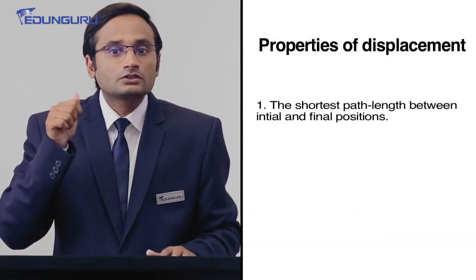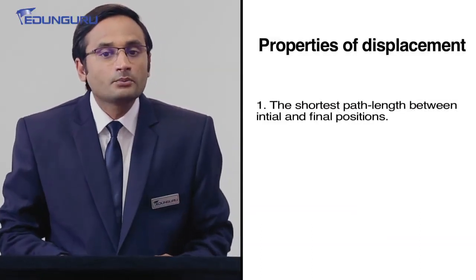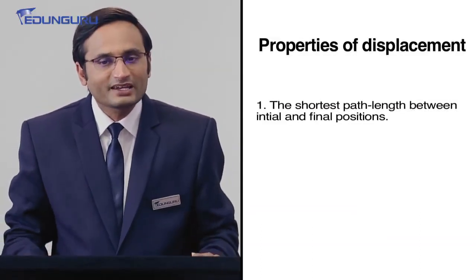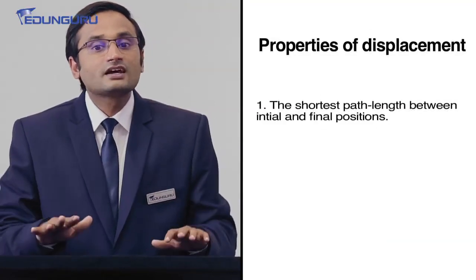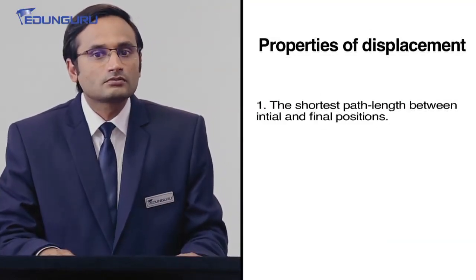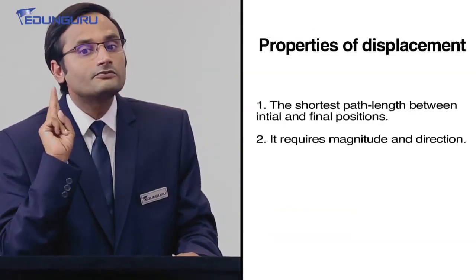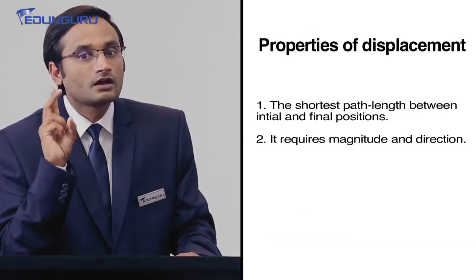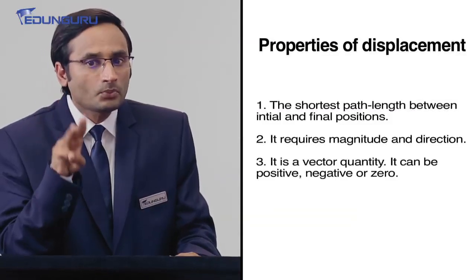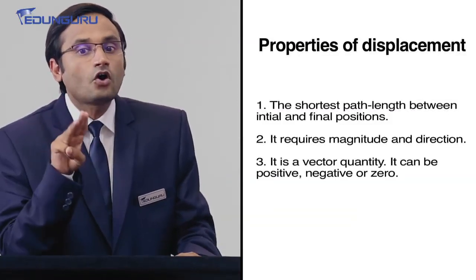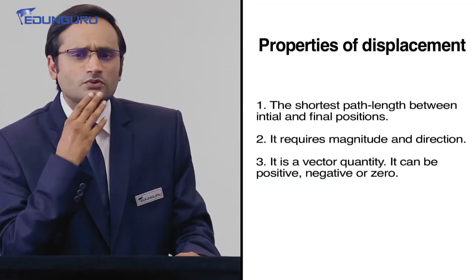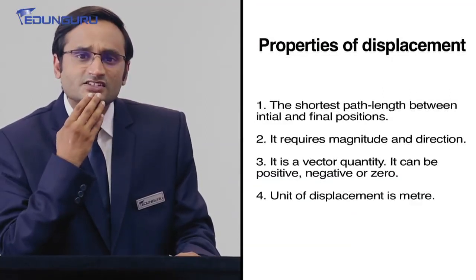First one, the shortest path length between the initial and final position is called displacement. It requires magnitude and direction, that's why it is a vector quantity. Third one, it can be positive, negative or 0. You must be wondering, where is this 0 and negative coming from? Let me give you an example.